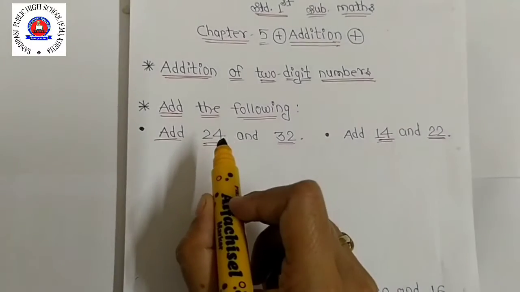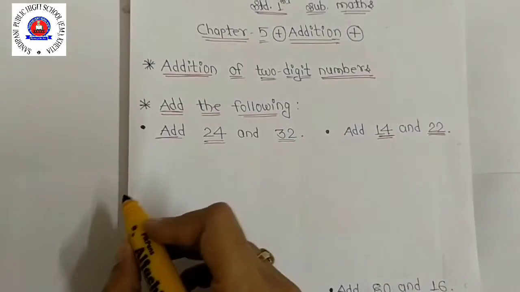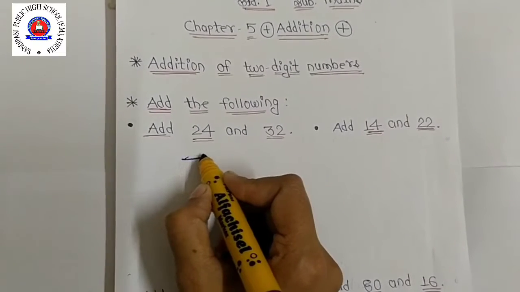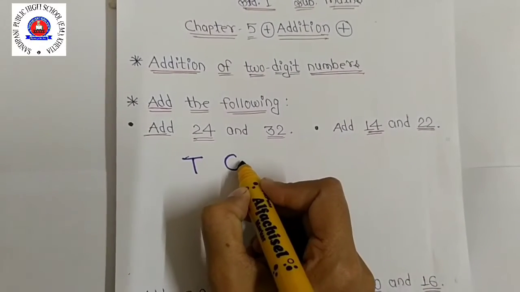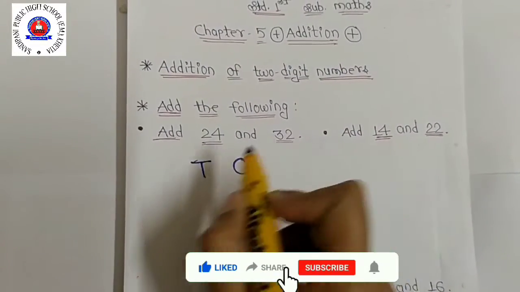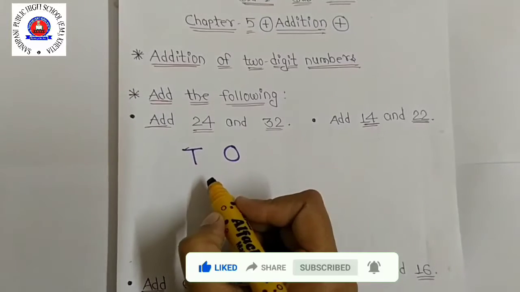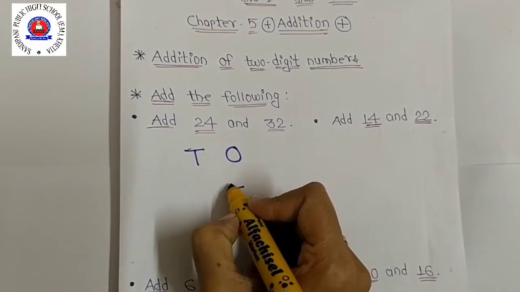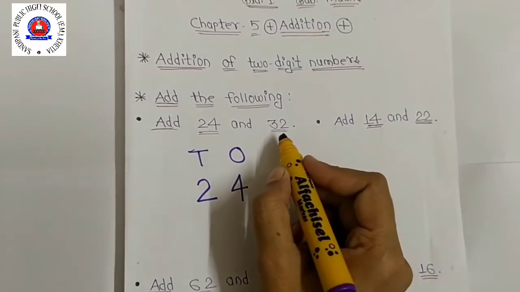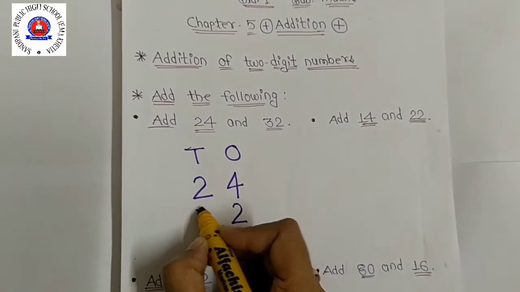First we have to arrange these numbers in a vertical column. For that, first write tens and ones. We have to arrange 24 and 32 in the tens and ones columns. Now write 24: 4 is written in the ones column and 2 in the tens column. And for 32, 2 is written in the ones column and 3 in the tens column.